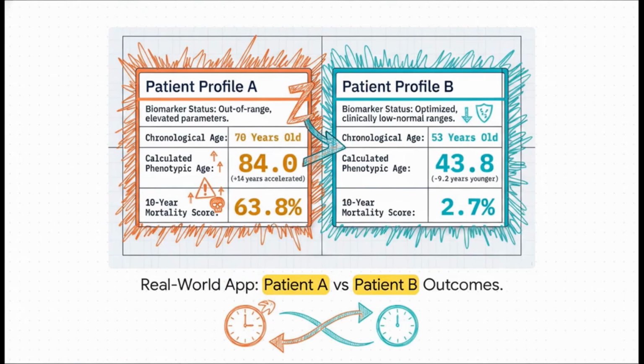Patient profile A is a 70-year-old with elevated out-of-range markers. The math shows their accelerated phenotypic age is 84. That is 14 years accelerated, giving them a staggering 63.8% 10-year mortality score.